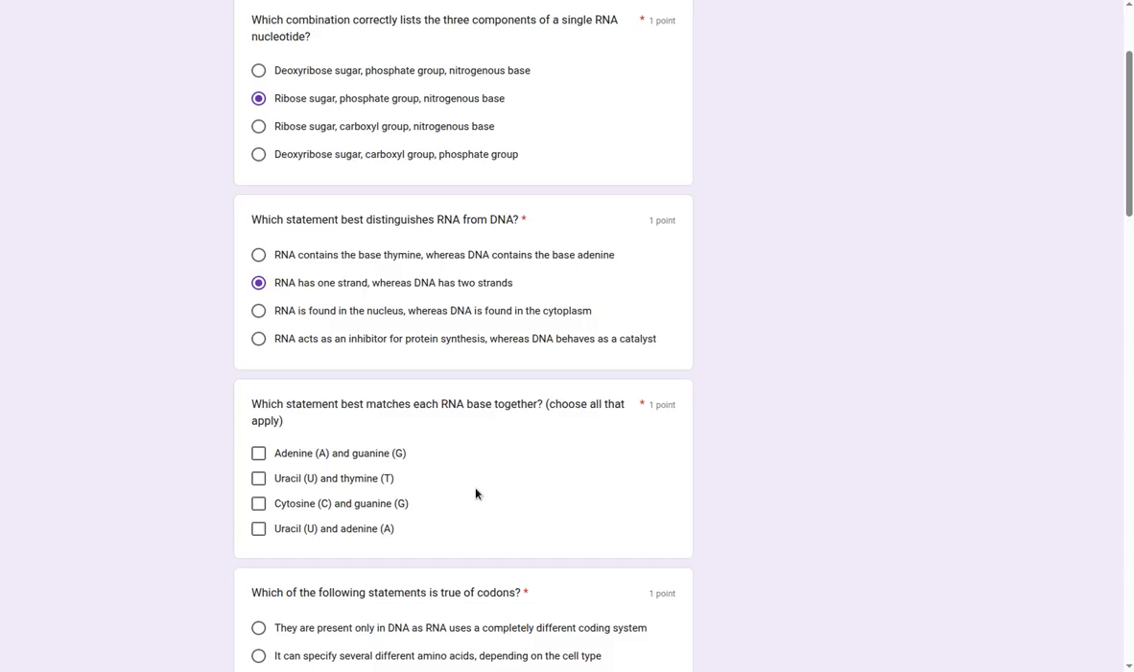Which statement best matches each RNA base pair together? I think cytosine and thymine is true, and another one must be... I have no idea. Maybe this, uracil and adenine, because AT and AU.